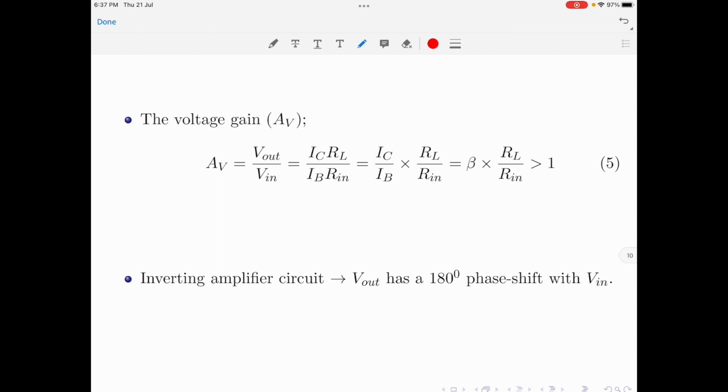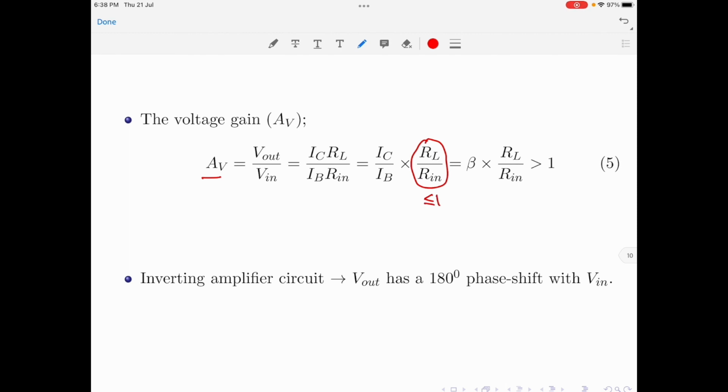Coming to the voltage gain parameter, it is given by AV equal to V out by V in. V out can be written as output current multiplied by output resistance, which is IC into RL. V in is the input current multiplied by input resistance, which is IB into Rin. You must note that the common emitter configuration has a very high input impedance. So, the ratio of RL divided by Rin will always be less than or equal to 1.